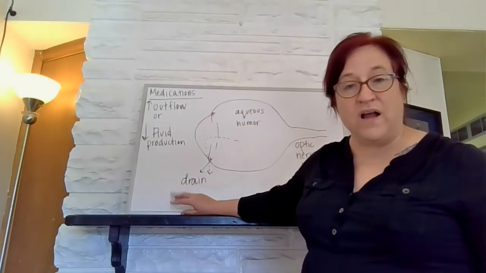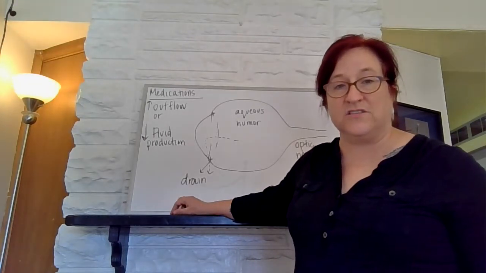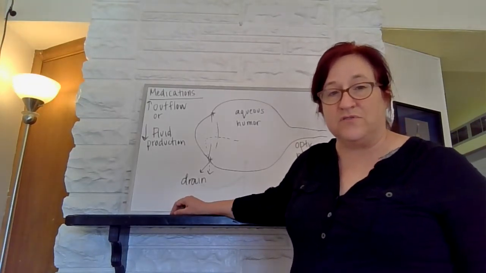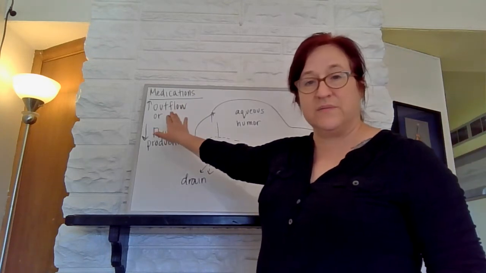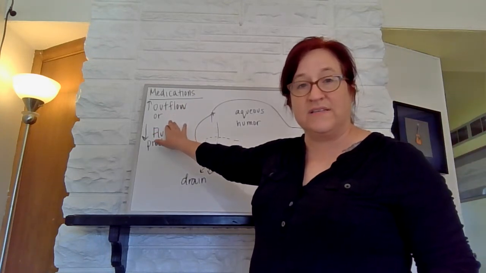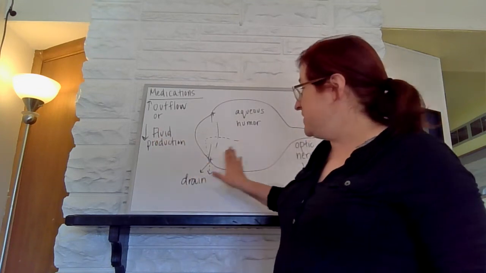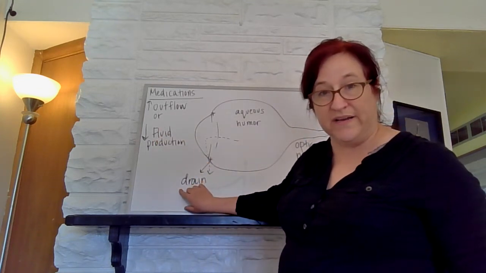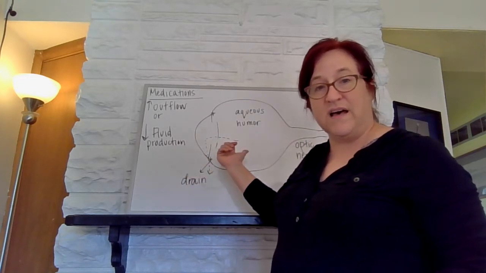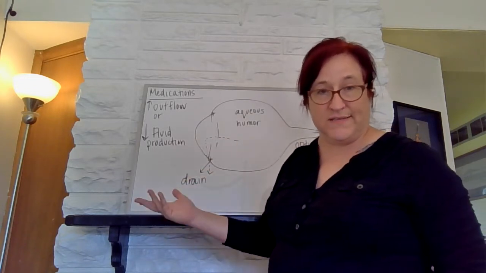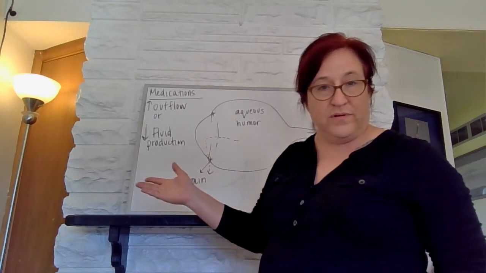If you want to try to manage glaucoma with medication, you can use eye drops to affect this area directly, and the medications themselves will either help increase outflow of fluid, which means they'll help promote the drainage, or they will decrease production of the fluid itself, or both.